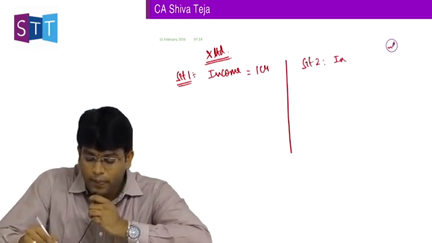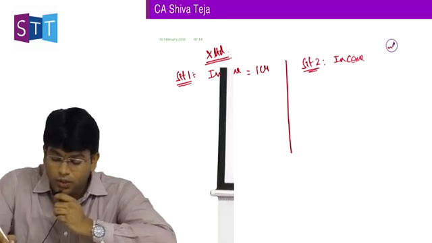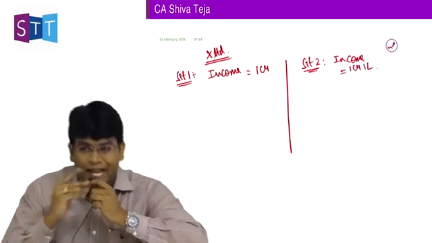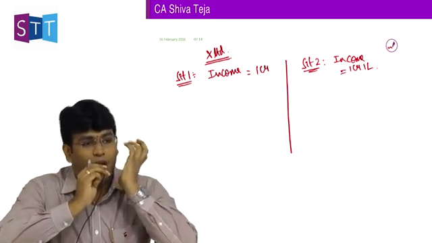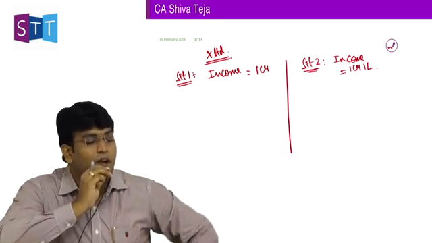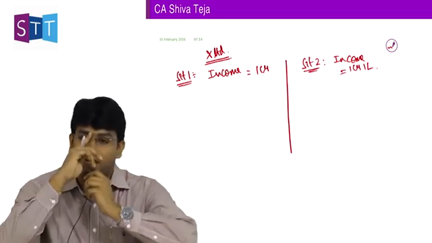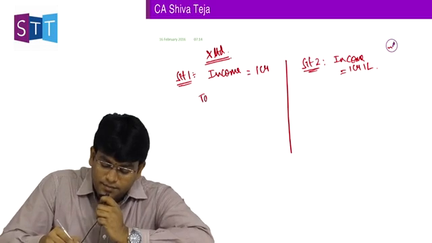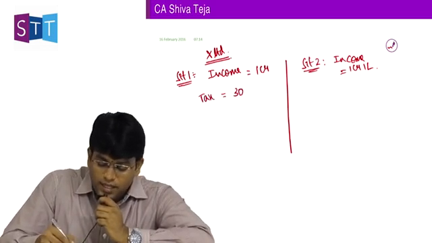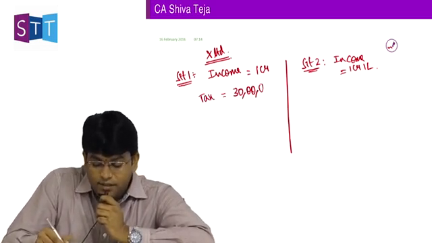Situation 2, income is 1 crore 1 lakh. Situation 1, income how much, sir? 1 crore. Situation 2, how much income, my dear friends? 1 crore, 1 lakh. Now please tell me, in situation 1, if income is 1 crore, what will be the tax, sir? Tax is nothing but 30 lakhs.